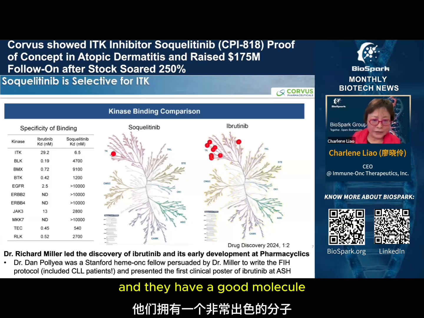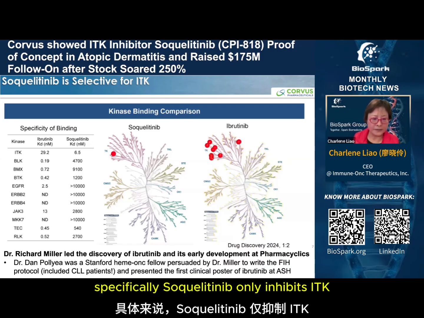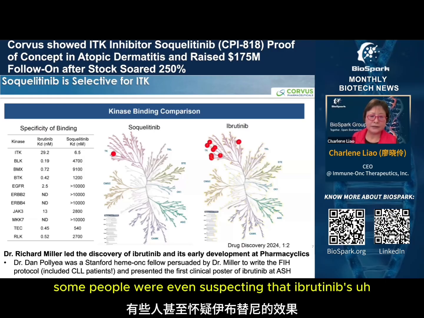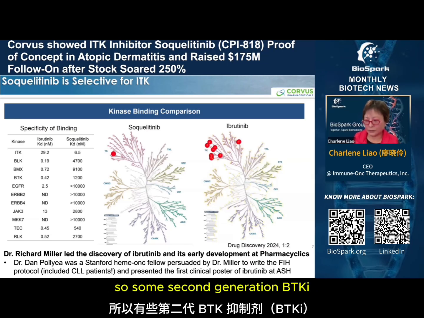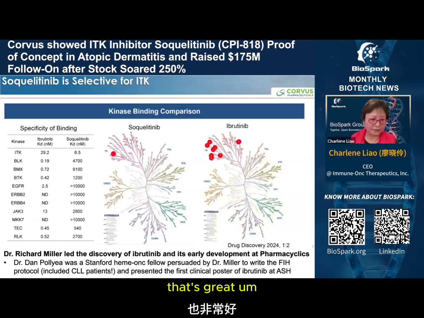And they have a good molecule, as you can see in this kinome. Soquelitinib only inhibits ITK, while ibrutinib inhibits BTK, ITK, and many other kinases. Some people were even suspecting that ibrutinib's role could be because it targets ITK as a cross-reactive inhibitor. So some second generation ibrutinib-like drugs, such as BeiGene's, were truly focused on only targeting BTK, and that's great.